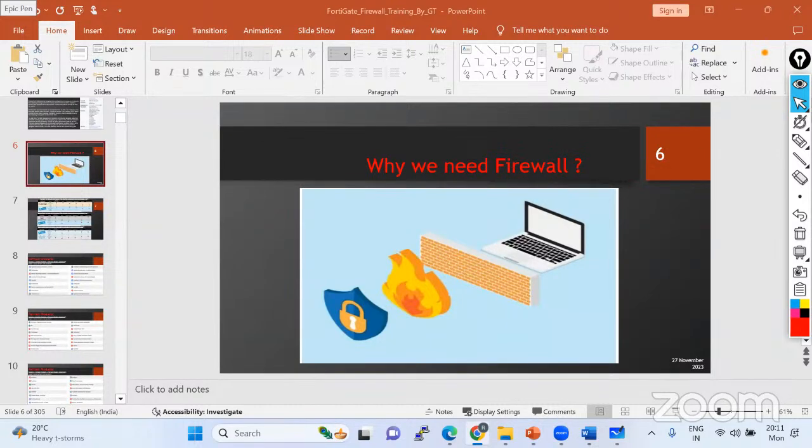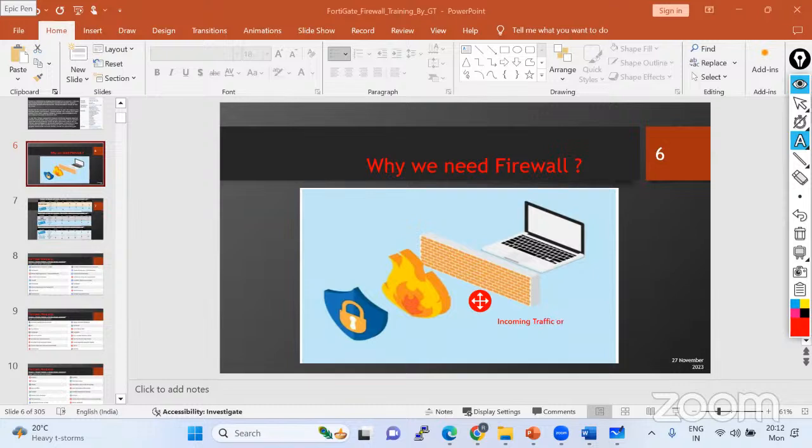If you go to Google and try to find the definition, you'll get a definition like this: a firewall is a network security device or software device that has the responsibility to monitor. What do they have to monitor? They are going to monitor incoming traffic, right?